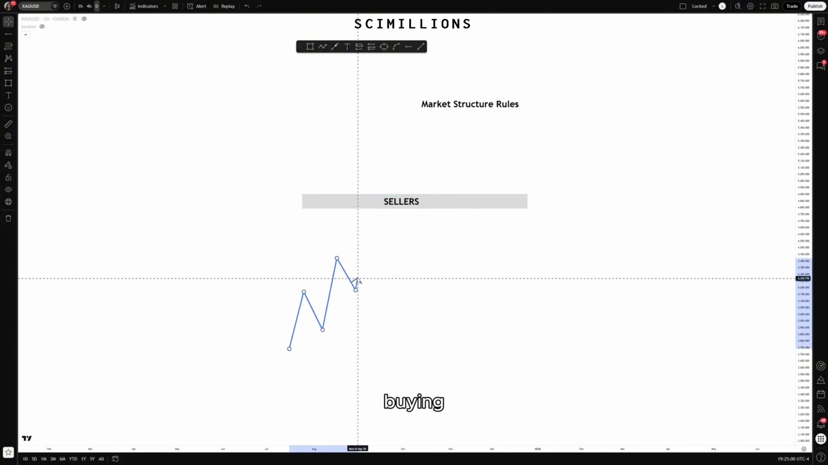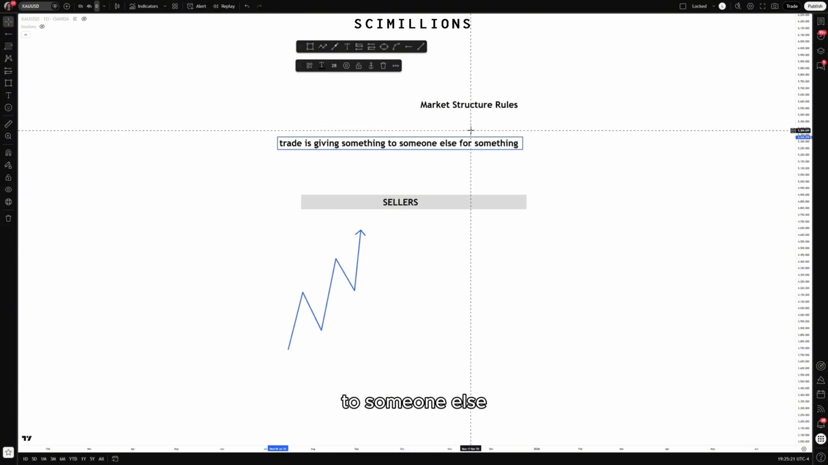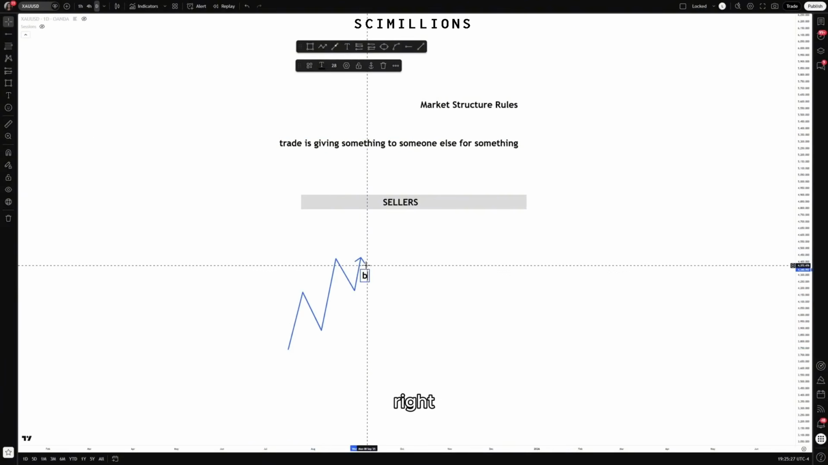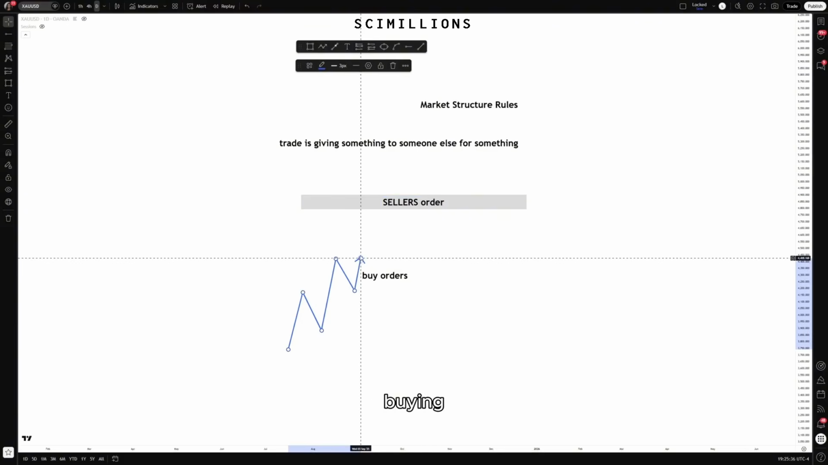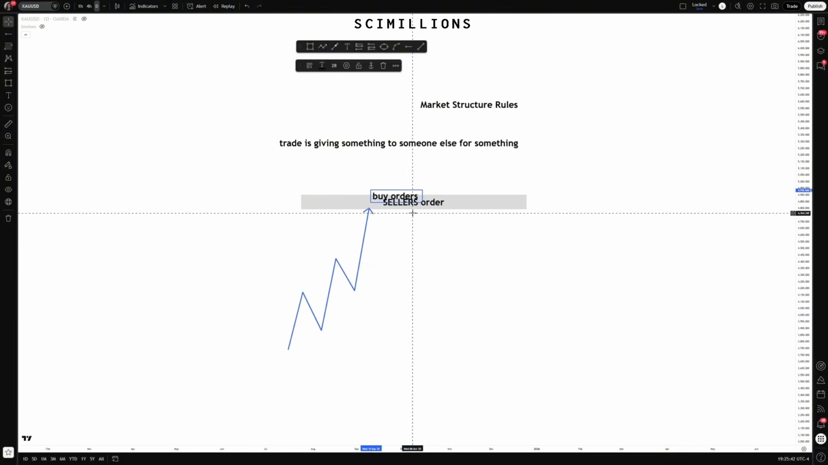So when you're buying, think about it like this. Trading is giving something to someone else for something, right? So if you're a buyer, you have buy orders. Sellers are sitting here. They're ready to sell. They have sell orders. So when you're buying, price is going to buy into those sell orders and y'all are going to swap.